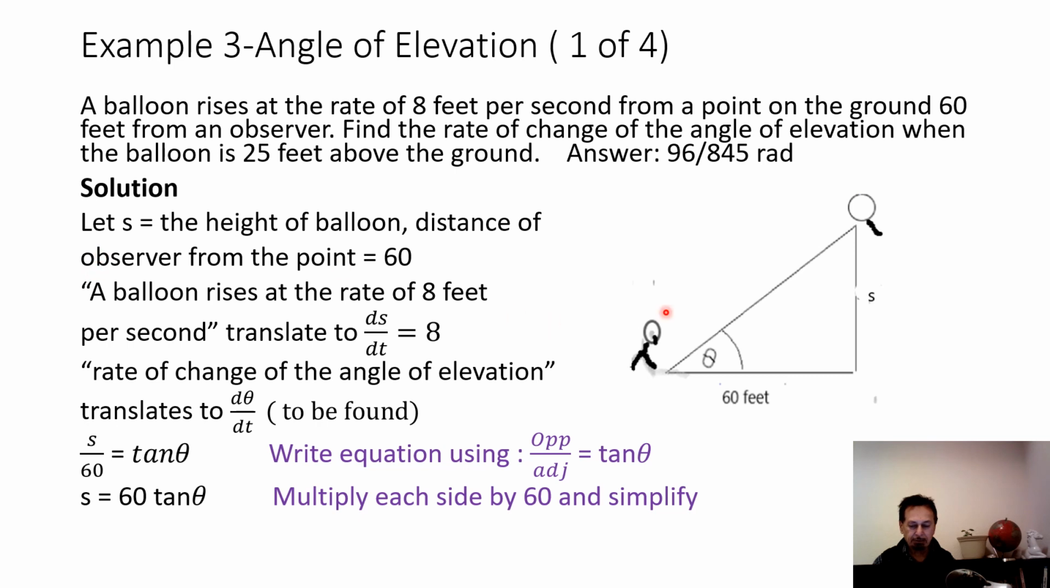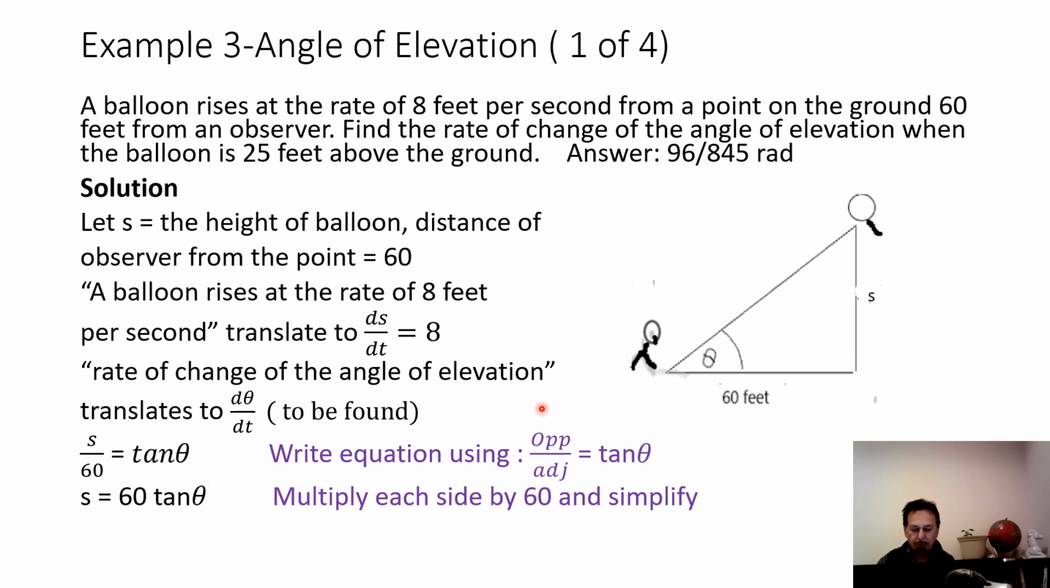So let S be the height of the balloon. Distance from the observer to the point is 60 feet. A balloon rises at the rate of 8 feet per second translates to ds over dt equals 8. A rate of change of angle of elevation theta translates to d theta over dt. And that's what we have to find.